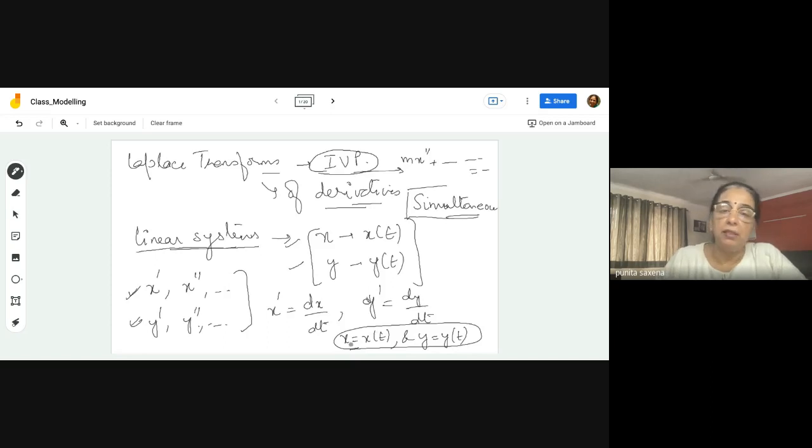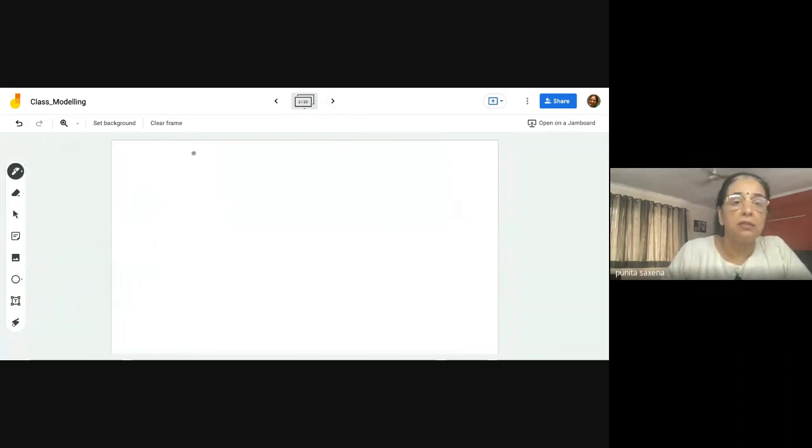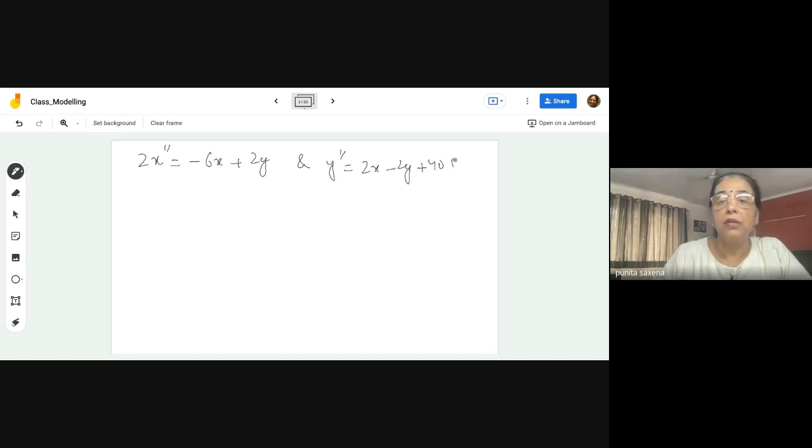The procedure is the same as you have used Laplace transforms for initial value problems. We'll be using the Laplace transform for both this equation as well as this equation, and then we'll be solving it. For example, supposing you have the system given as 2x double dash equal to minus 6x plus 2y, and the other equation is y double dash equal to 2x minus 2y plus 40 sine 3t. It's assumed that x is a function of time and y is also a function of time.